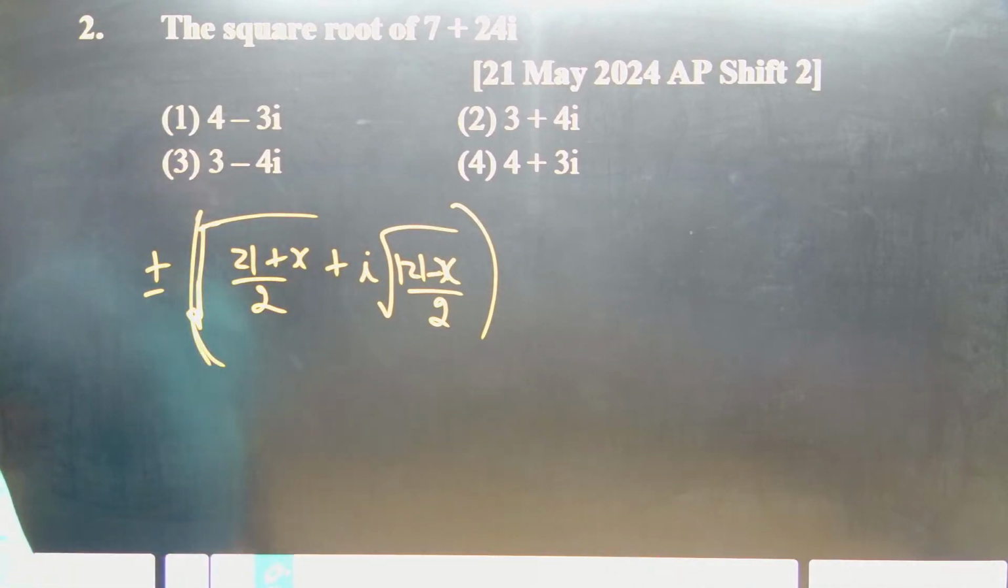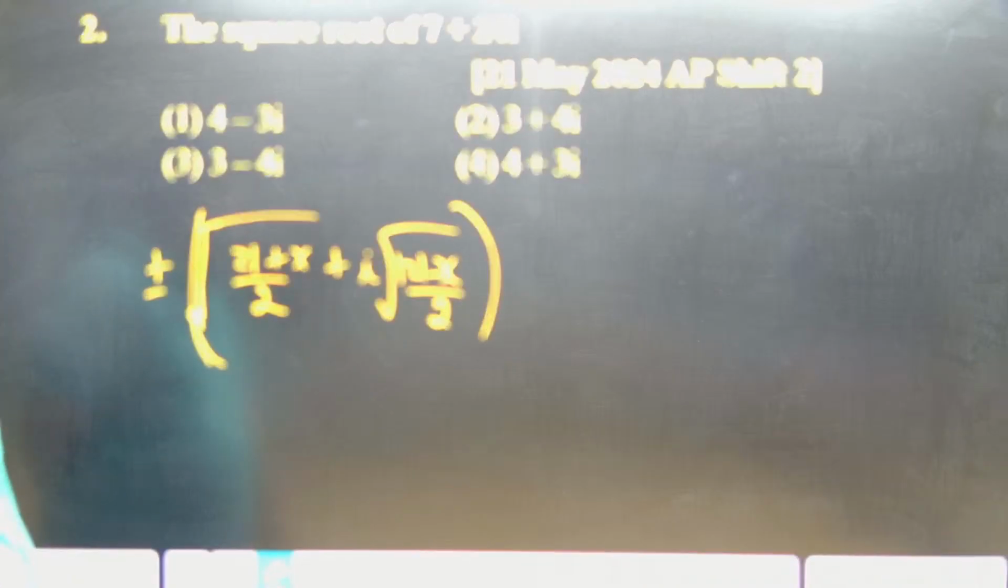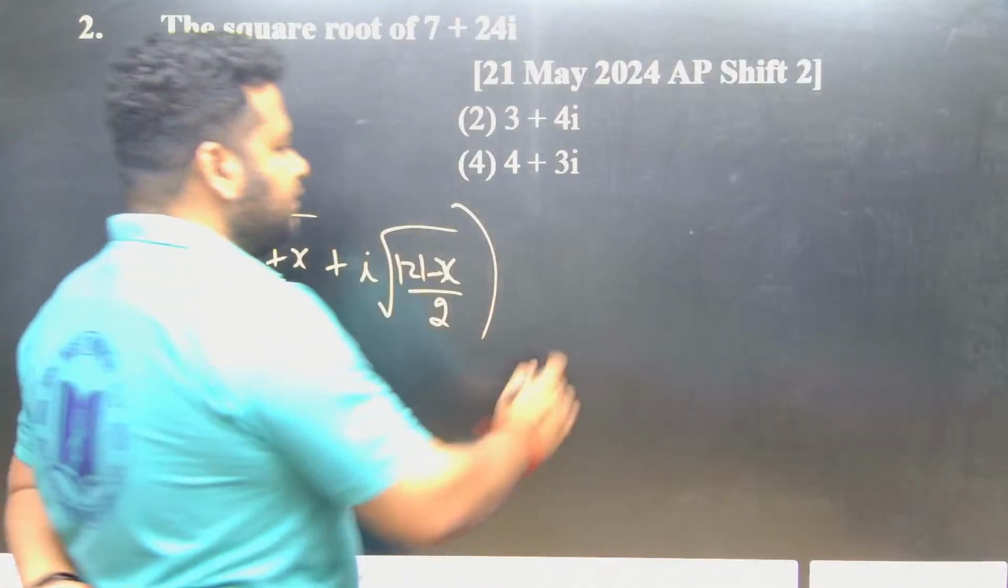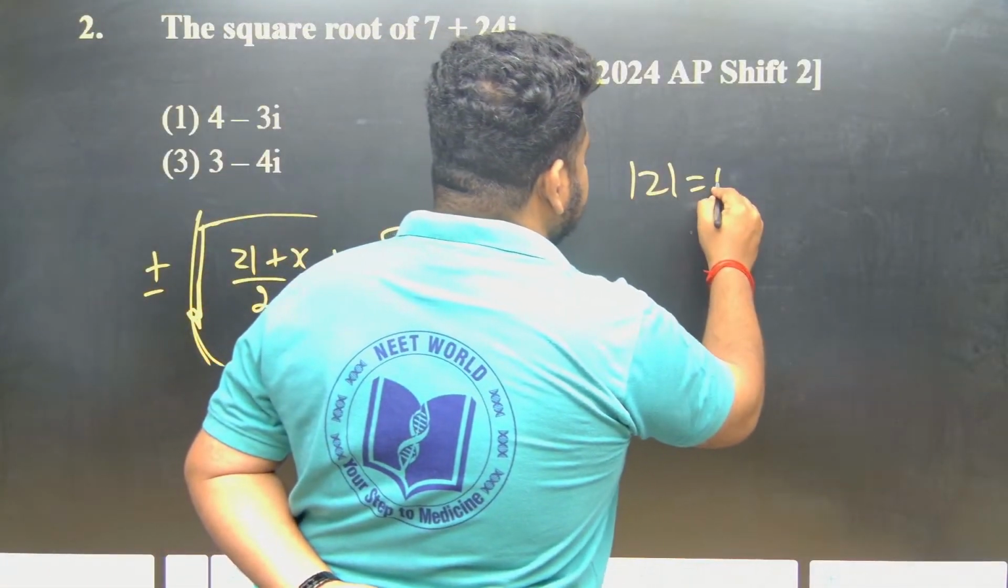So first let us find out mod z. Mod z is what? 7 square plus 24 square. You should know the squares. So 24 square is what? 24 square is 576. 7 square is what? 49. So 625 you will get it. Square root of 625 is what? 25. So mod z value will be equal to 25.